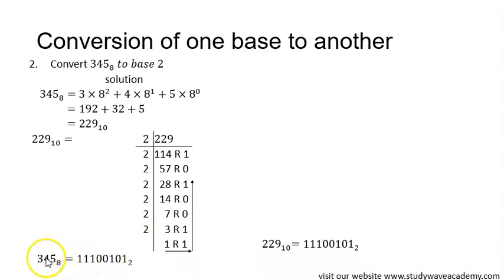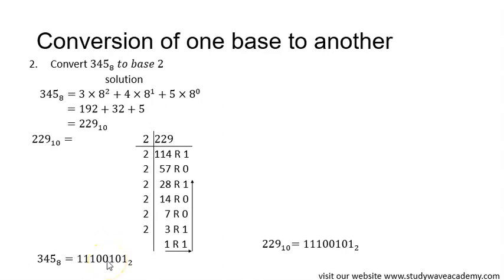We were to convert this number, which is in base 8, to base 2, right? So first we converted to base 10 and got this number. Then to convert to base 2 from base 10, we divide by 2, and we got this number, okay? This number here is a binary number. Do you know why it's a binary number?